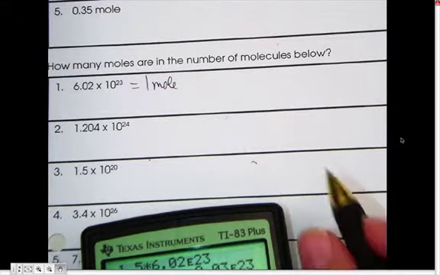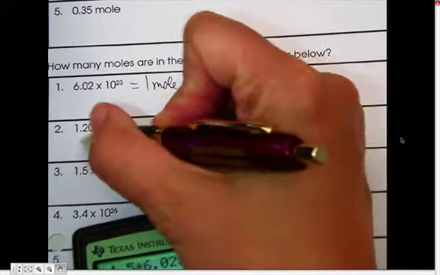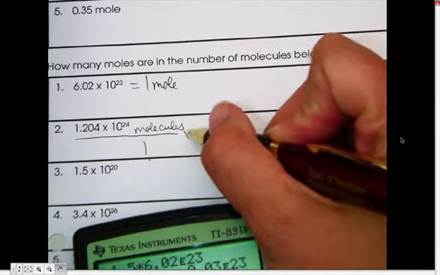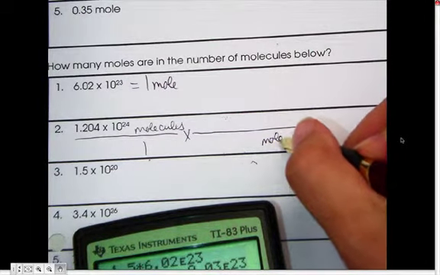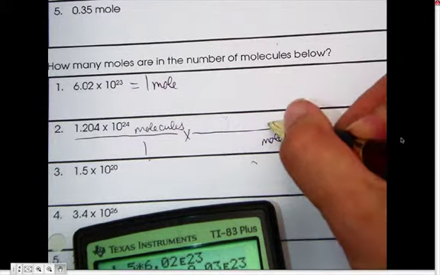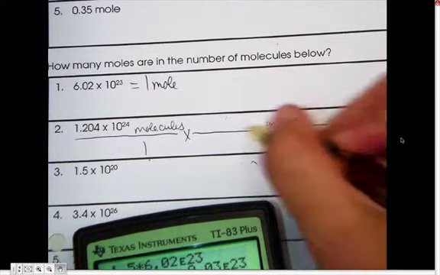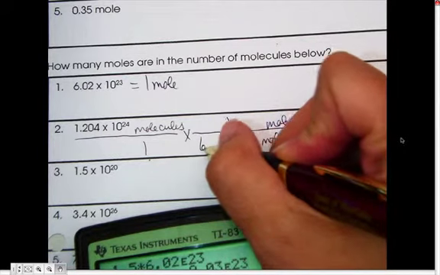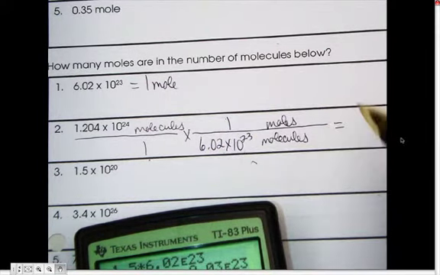But what about the next one? How many moles in this number of molecules? So this number of molecules over 1. I'm trying to get to moles, so I want molecules on the bottom to cancel out. Okay, and I know that in every 1 mole, there are 6.02 times 10 to the 23rd molecules. So this time I'm going to be dividing.